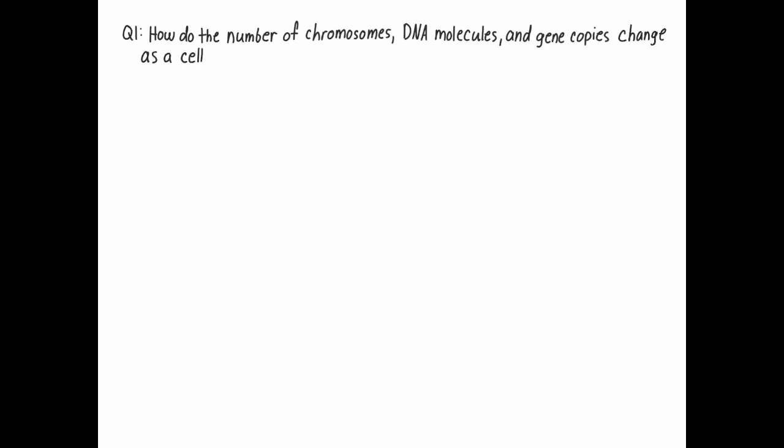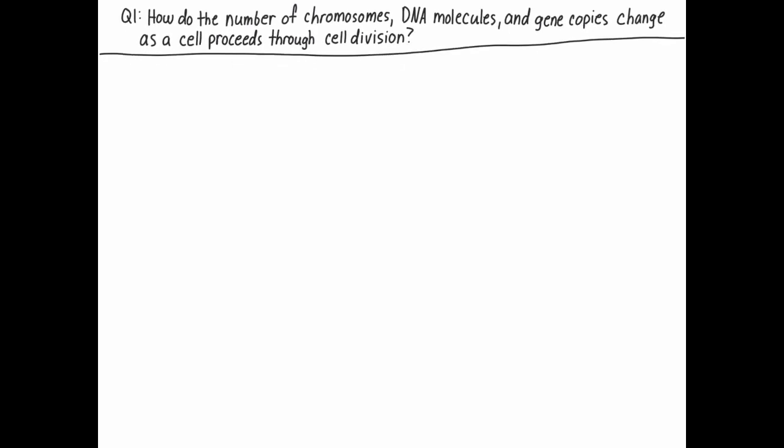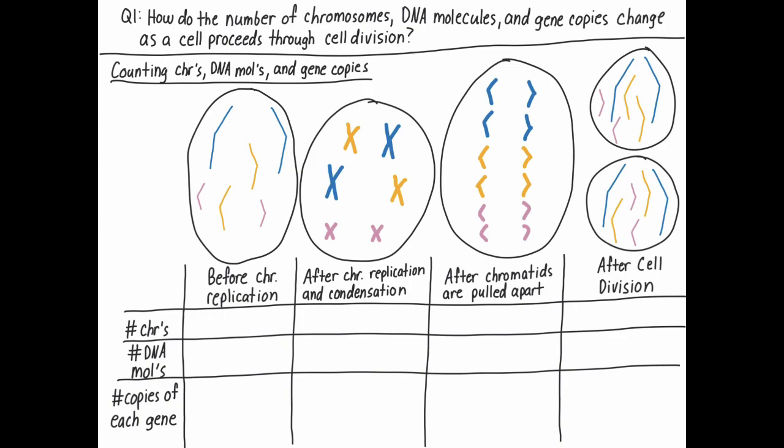And our question is, how do the number of chromosomes, DNA molecules, and gene copies change as a cell proceeds through cell division? Now that you know how chromosomes change and how to name them, let's determine the number of chromosomes, DNA molecules, and the number of copies of each gene in our cell at different points during cell division.